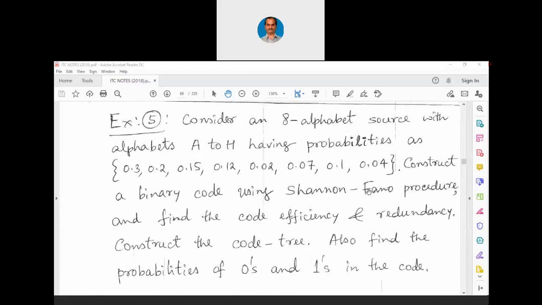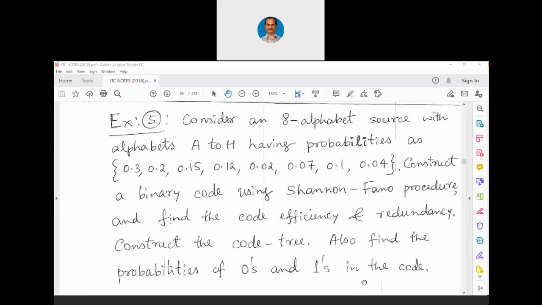Let us see an exercise. Consider an 8-alphabet source with alphabets A to H having probabilities 0.3, 0.2, 0.15, 0.12, 0.02, 0.07, 0.1, 0.04. Construct a binary code using the Shannon-Fano procedure and find the code efficiency and redundancy. Construct the code tree. I am going to show you later how to construct a code tree. Also find the probabilities of zeros and ones in the code. This also I am going to show you, how we are going to compute these things.